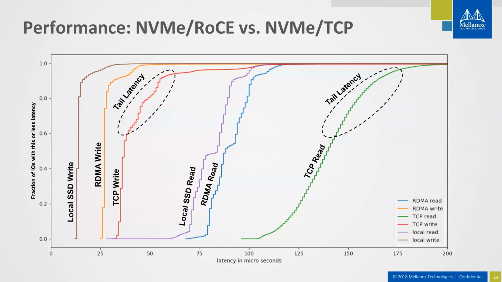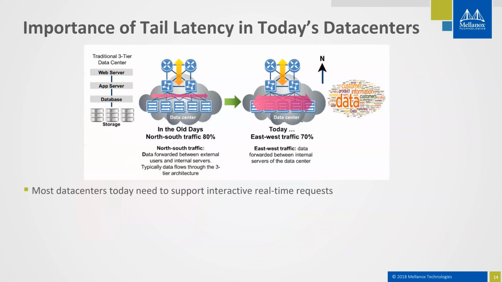So NVMe over Fabrics with Rocky provides not only lower, but much more predictable latency. And this is not surprising because RDMA was designed to be used in supercomputers where that is a must. But predictable latency is also important even outside of supercomputers because many of today's applications are not tolerant of inconsistent latency. Data center network architectures have changed to accommodate much more east-west traffic over the last few years.